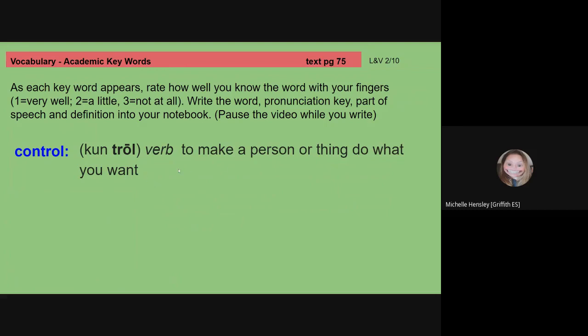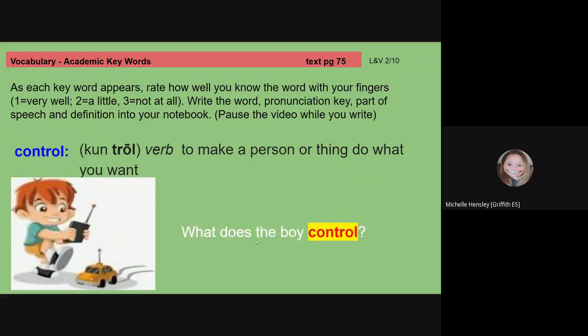So that's why your video game controller is called a controller. It makes what the video game do what you want. Control. What does the boy control? He's got a controller. He's controlling the car. All right, if you need more time to write down control, a verb, to make a person or thing do what you want, go ahead and pause the video. We're going to move on.